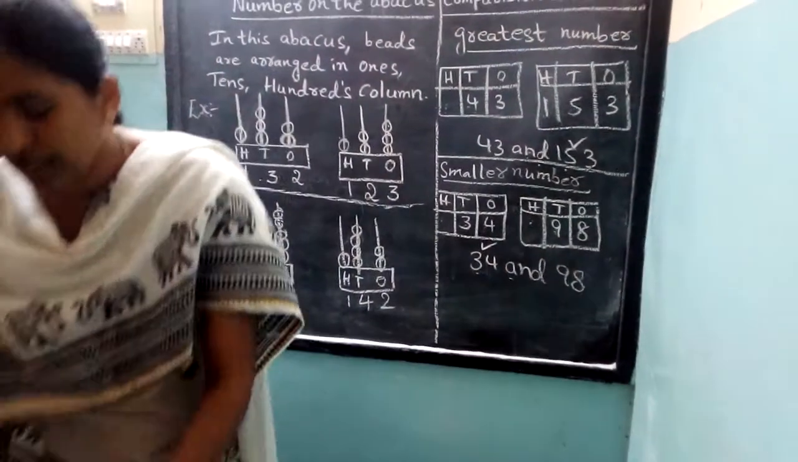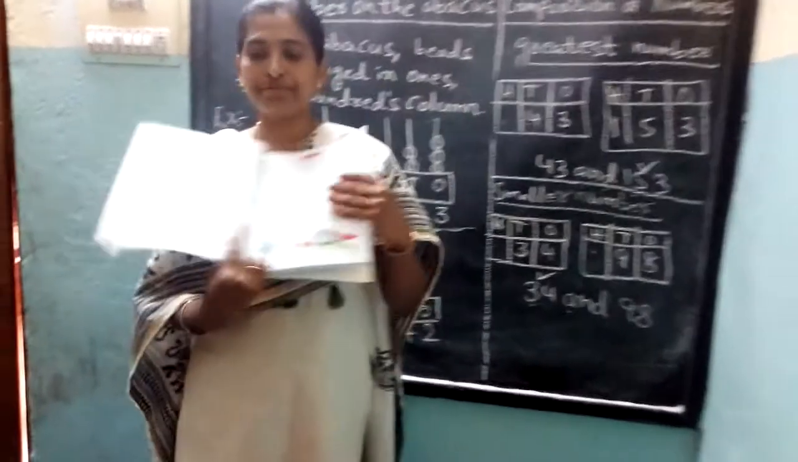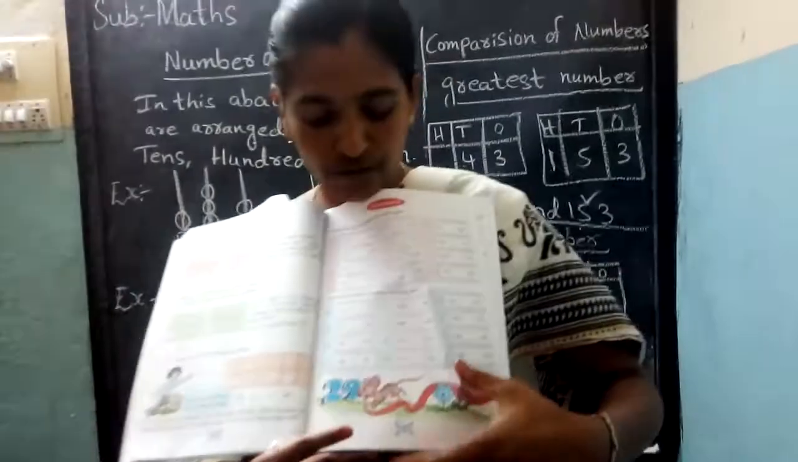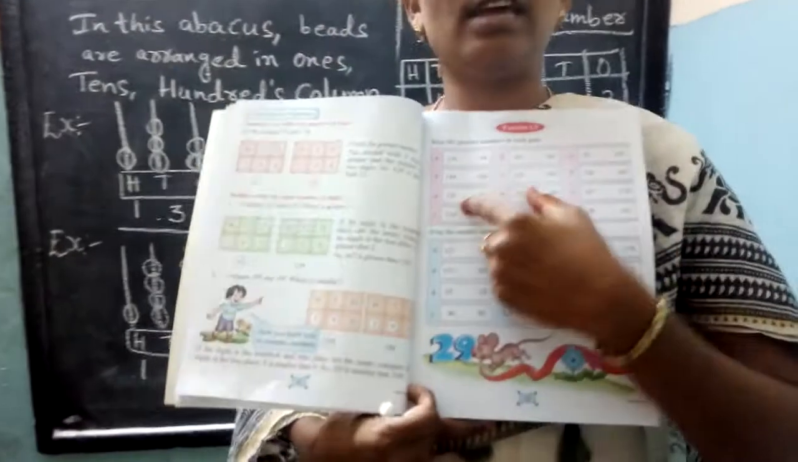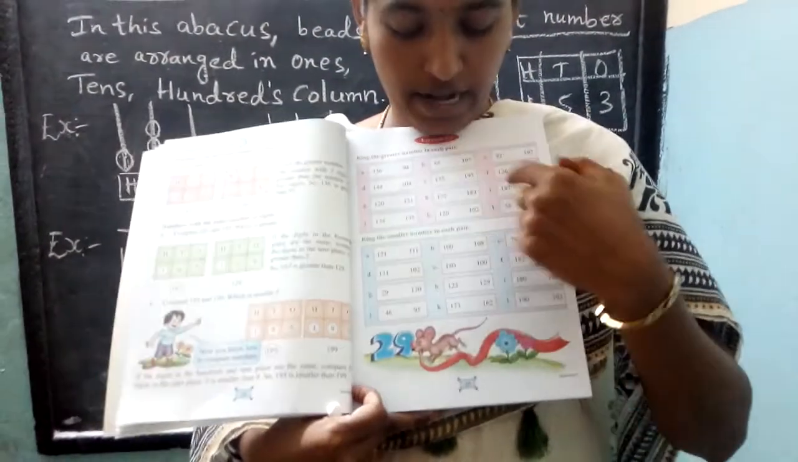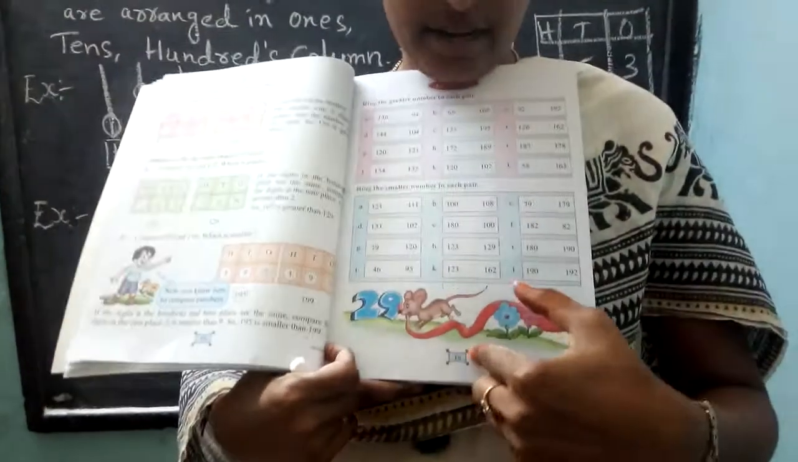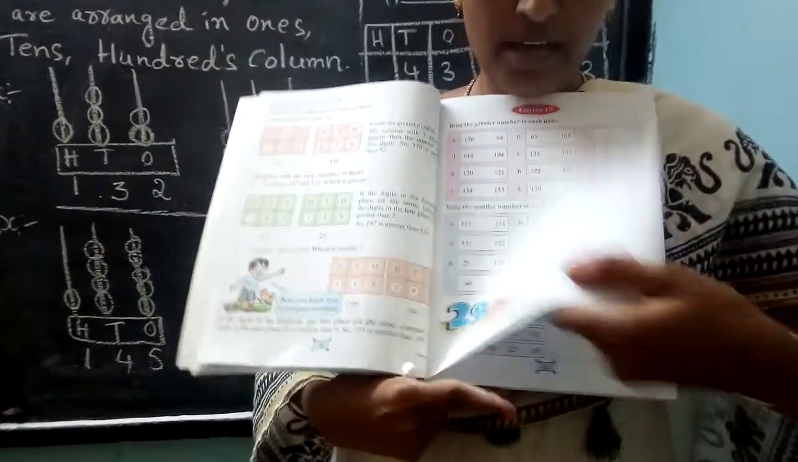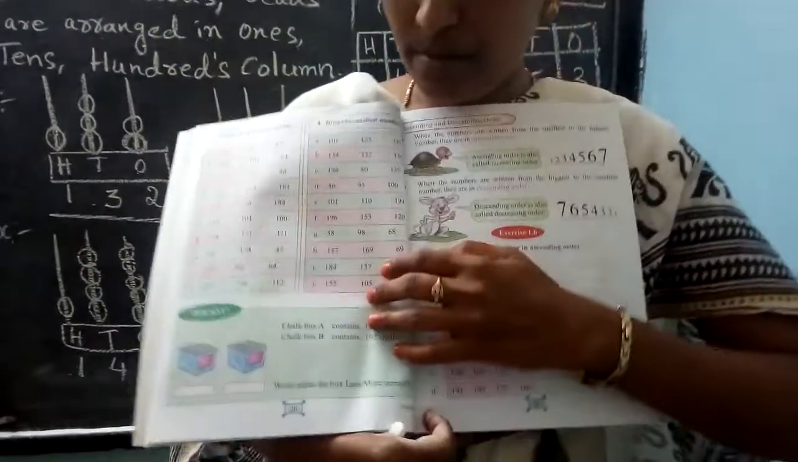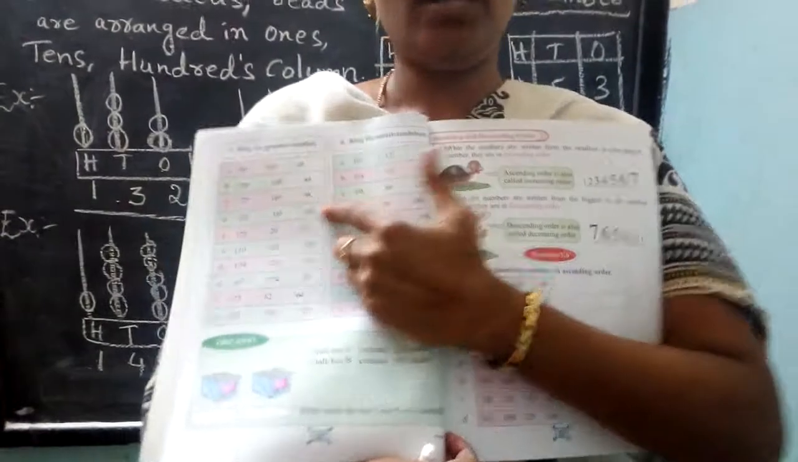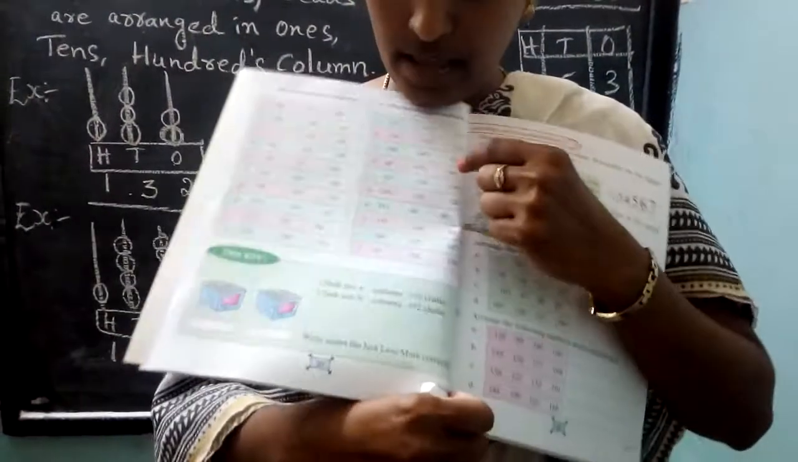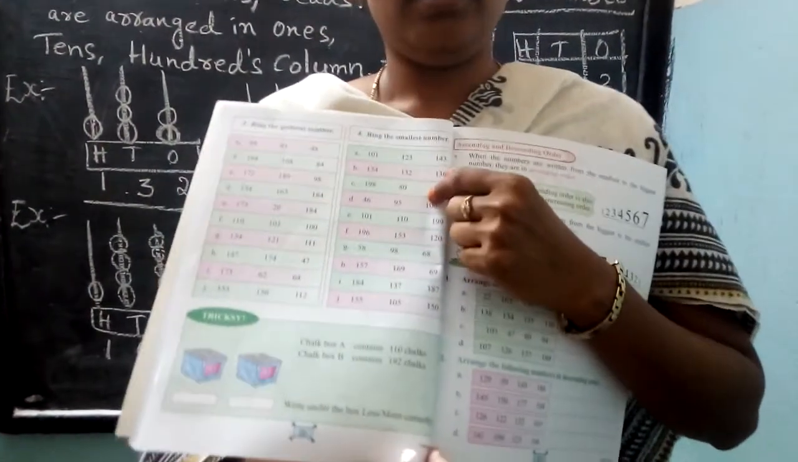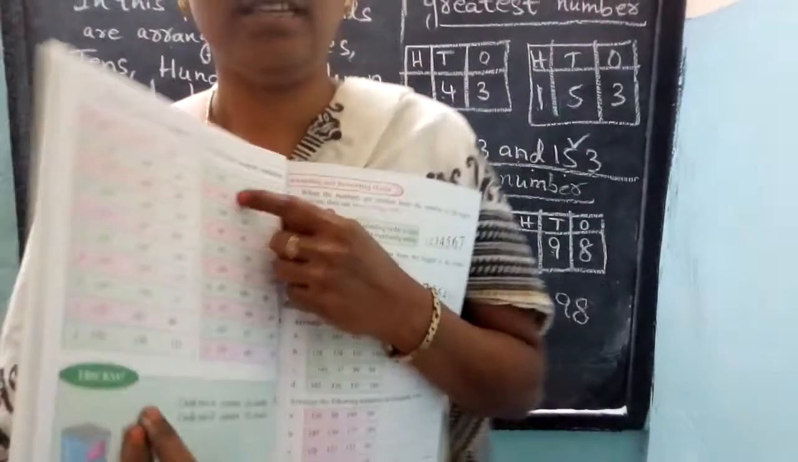If you go to page number 18, whatever I explained is there in the textbook. Again, if you go to page 19, you have to circle the smaller number and the greater number. Look at this book, page number 18, 19. You have to circle the smaller numbers and the bigger numbers. And in page number 20 also the same. You have to circle the greater numbers and the smaller numbers. Okay children? Yes.